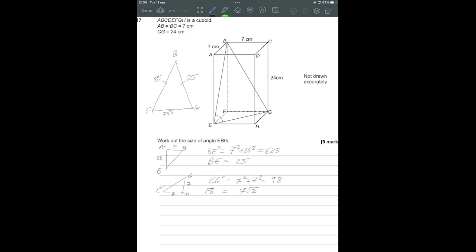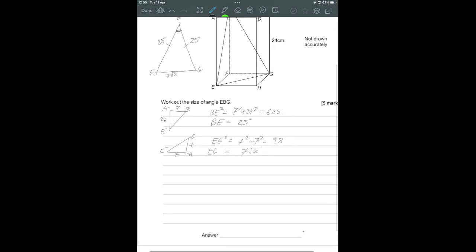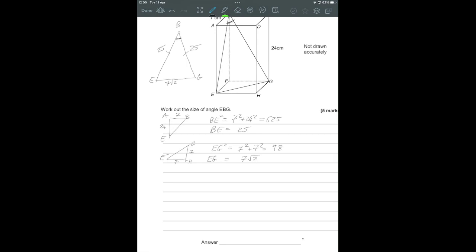We want the angle EBG, which is up there, which I drew wrong the first time. Well, how do I find an angle in a non-right angle triangle? It's actually going to be cosine rule. So let's use the cosine rule, but of course we're doing it backwards. I'm going to call this angle up here theta.